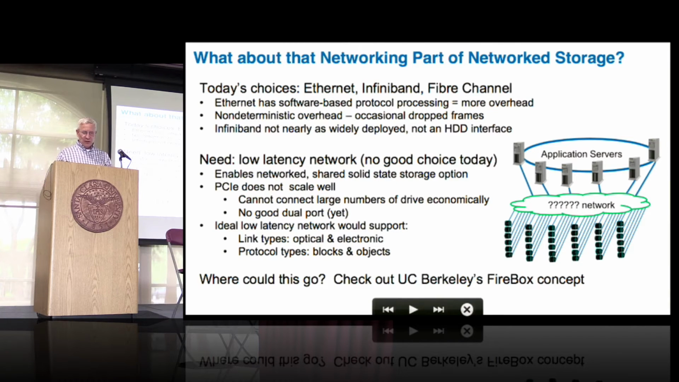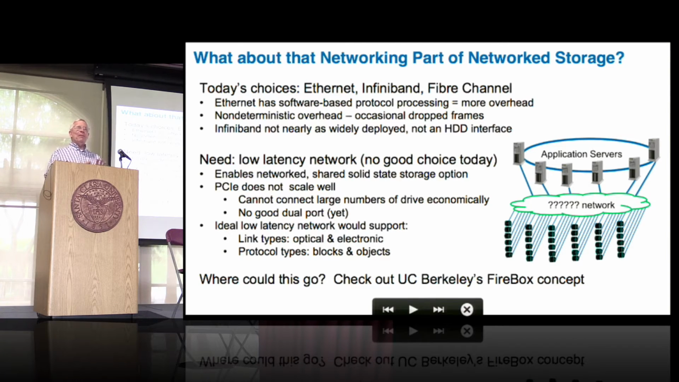PCIe is a disaster in this kind of an environment. It just doesn't scale. You can only go, I don't know, about 9 inches on PCIe. And if you wanted to lay out a 100-drive backplane, you'd have repeaters all over the place and basically have a design that would be in danger of the backplane failing, which of course is a real crisis in terms of shared storage. And so what's really needed is a low latency network that would support 2 link types, both optical and electronic, and 2 protocol modes, both blocks and objects.